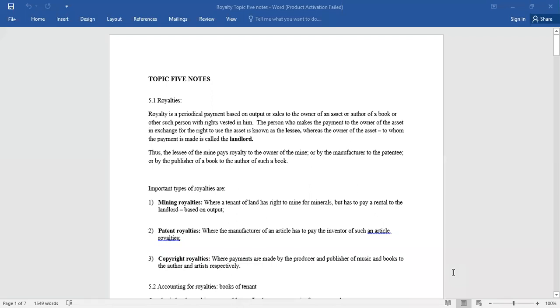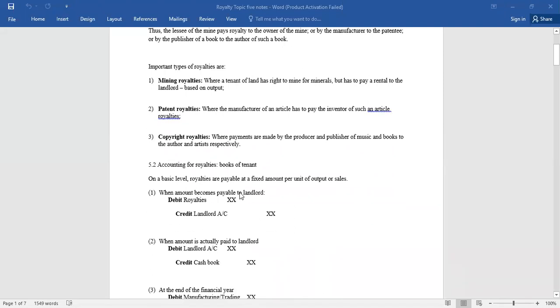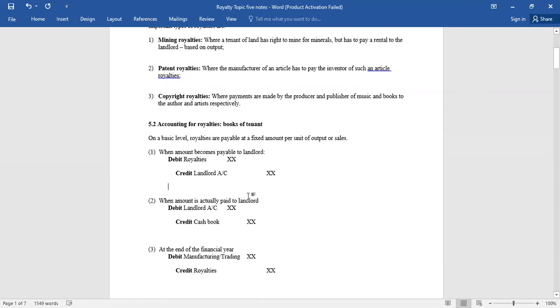So we have two sets of books. You'll have the tenant's books, of the person who is now using the asset, and you'll have the landlord's books. And these books, majorly, we cover 3 of them: the royalties account, the landlord's account, and the manufacturing or the trading account, depending on the nature of the lease. And these are the accounting entries.